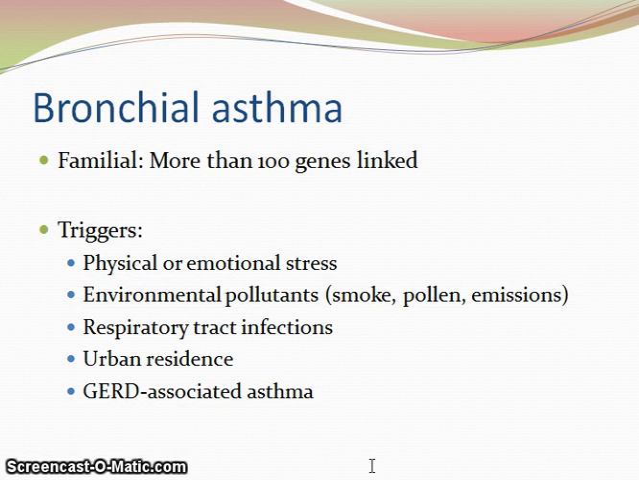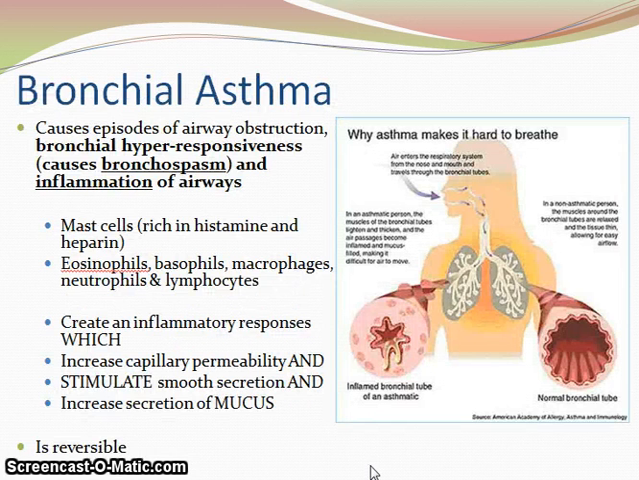Respiratory infections can cause flare-ups. People who live in urban areas tend to have higher incidences of asthma than out in country or rural areas. And it can also be related to reflux or gastrointestinal reflux, GERD disease as well. Okay. With bronchial asthma, there are going to be episodes that have flare-ups where they're going to have airway obstruction, right, that causes their bronchial linings to be hyper-responsive, and this leads to them getting spasms and inflammation of the airways.